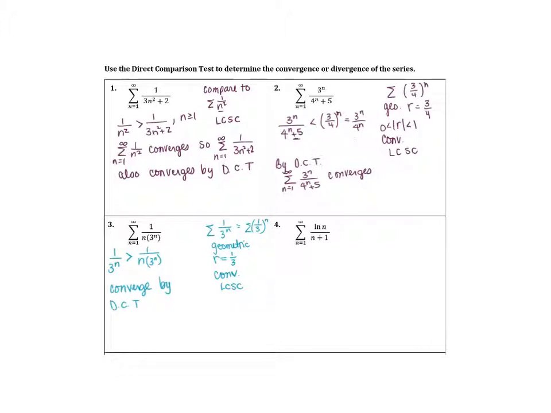All right, and so for number 4, now number 4 looks a little tricky. Let's look at it and see. Of course, we're starting here at n equals 1. And we're going to compare this to 1 over n plus 1. And that is going to diverge by the integral test.